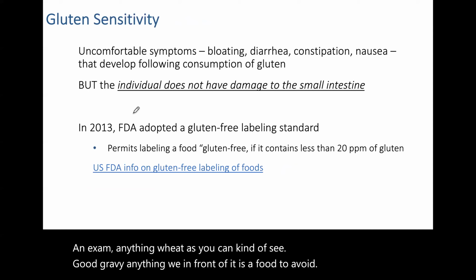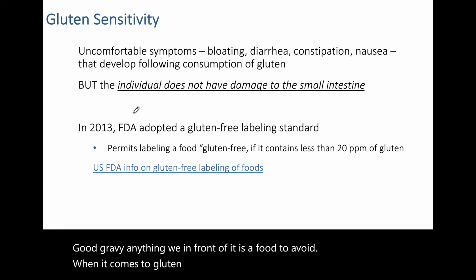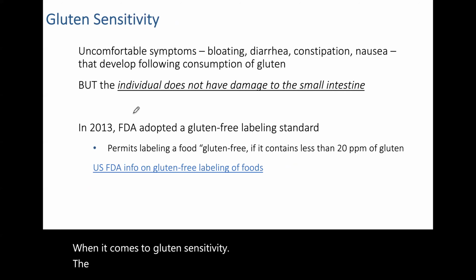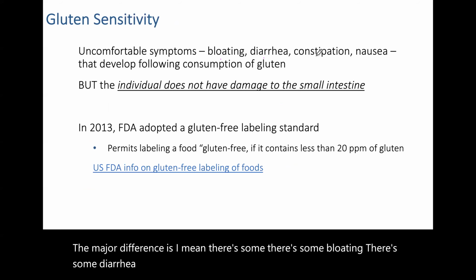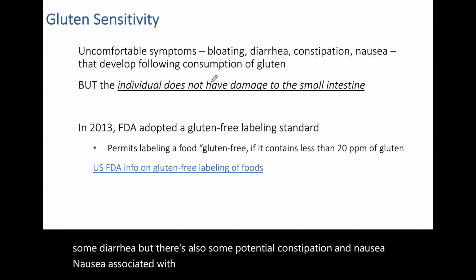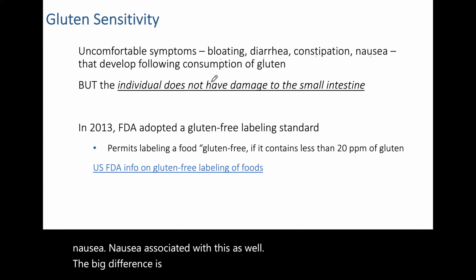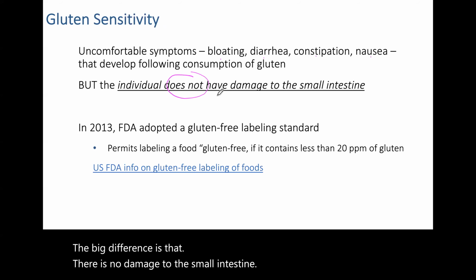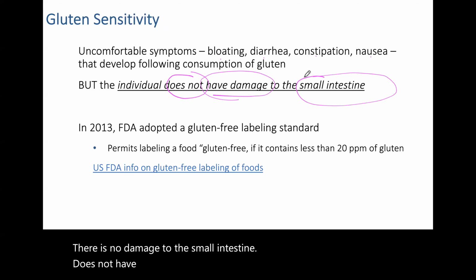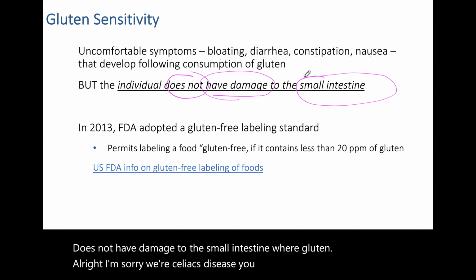When it comes to gluten sensitivity, the major difference is there's some bloating, there's some diarrhea, but there's also some potential constipation and nausea associated with it as well. The big difference is that there is no damage to the small intestine. Whereas with celiac disease, you do see swelling, inflammation, damage. That is the massive difference between these.